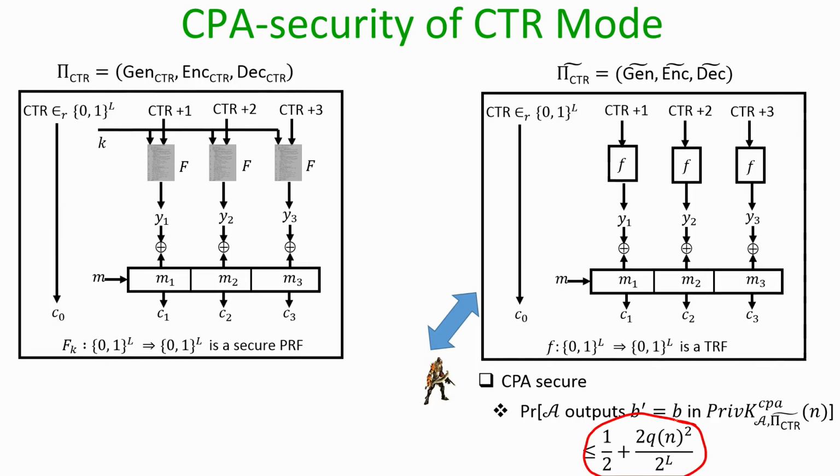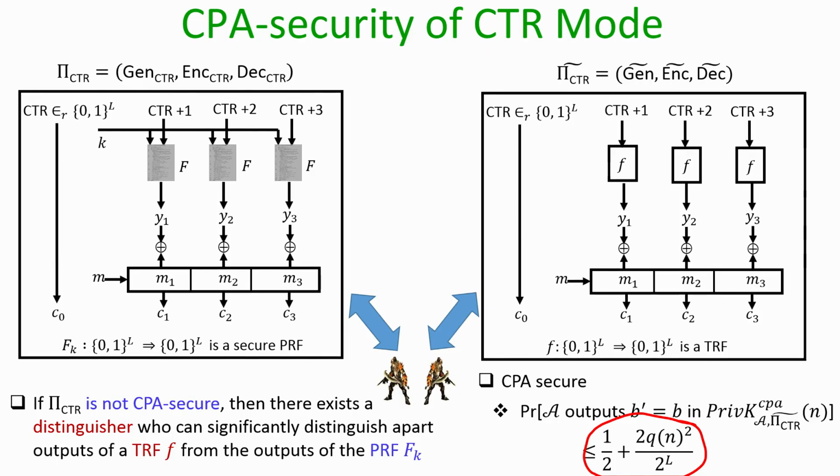If we assume that big L is some polynomial function of the security parameter, and q(n) is also a polynomial function of the security parameter, then overall we end up showing that the probability of any polytime adversary winning the CPA game against this truly random function based counter mode of operation is half plus negligible, which satisfies the definition of CPA security. So, let us first do that.